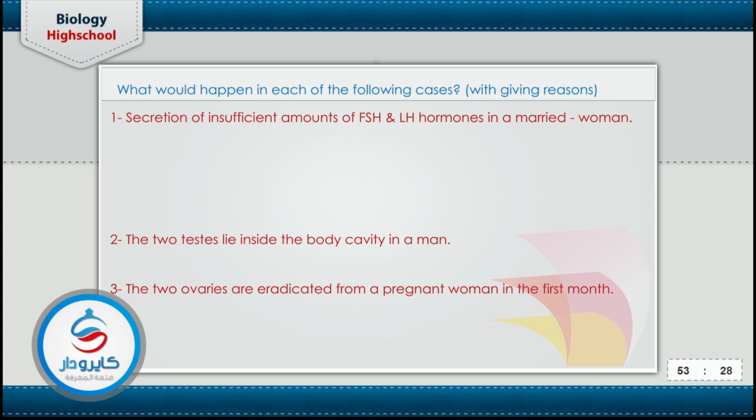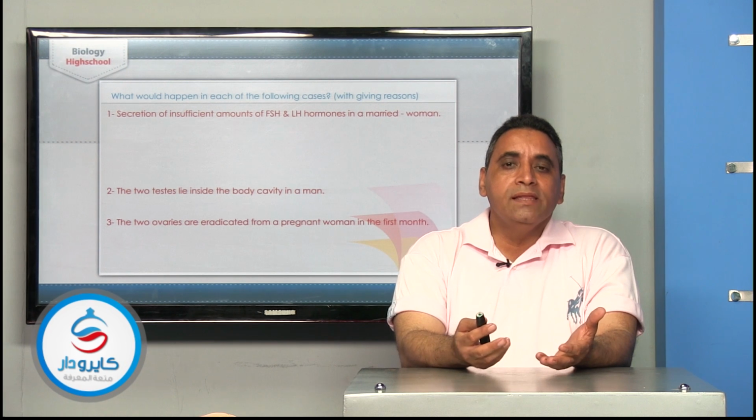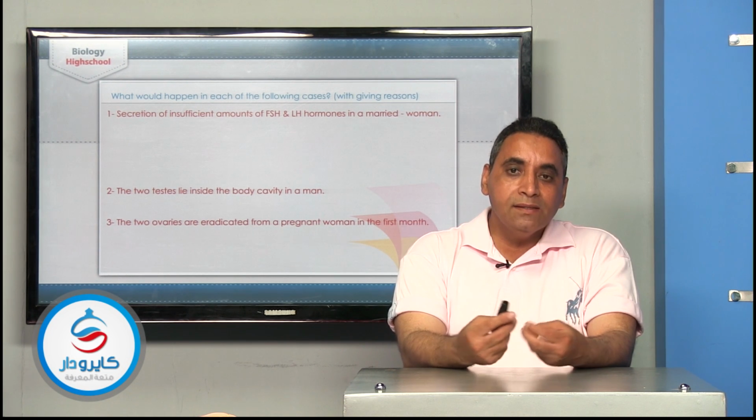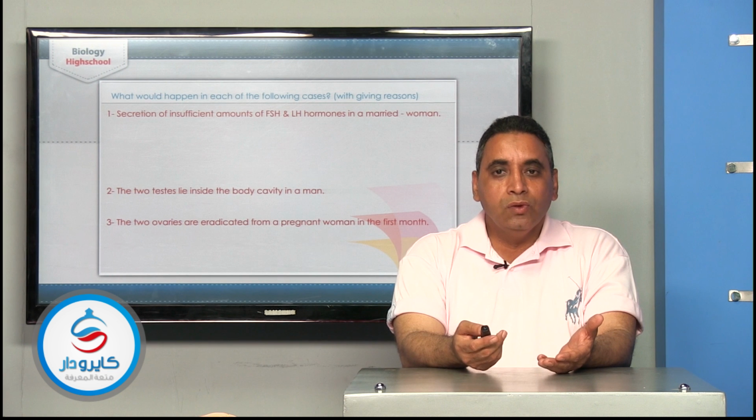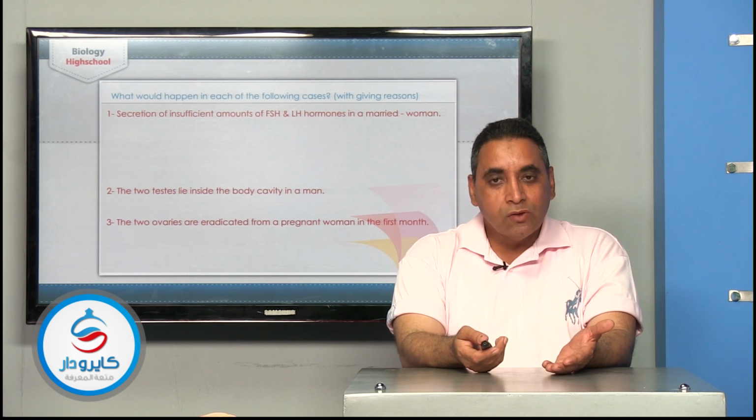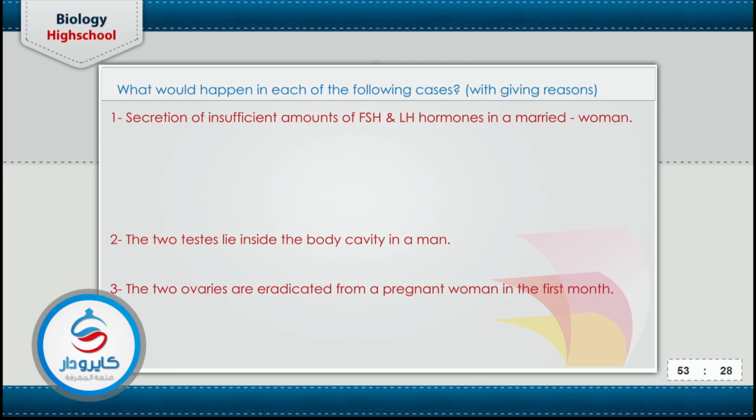Number two, the two testes lie inside the body cavity in man. Of course, inside the body, the seminiferous tubules inside the testes can't produce sperms, because the production of sperms needs the testes to be outside the body in the scrotal sac. So the presence of the testes inside the body leads to sterility, the absence of sperms, which is called infertility.